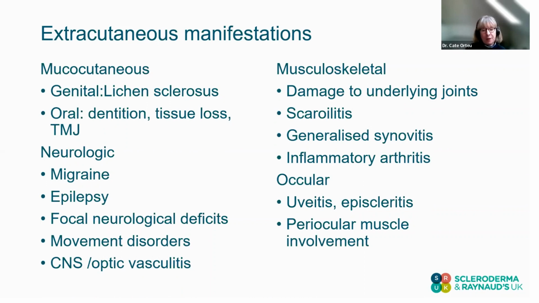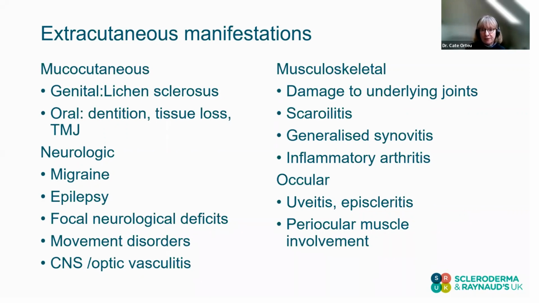There are some other changes as well, but uveitis and episcleritis are the two commonest. And then, as I mentioned, periocular muscle involvement, which can affect vision sometimes. So people can sometimes get double vision at the extremes of vision, when they're looking to one side, particularly.